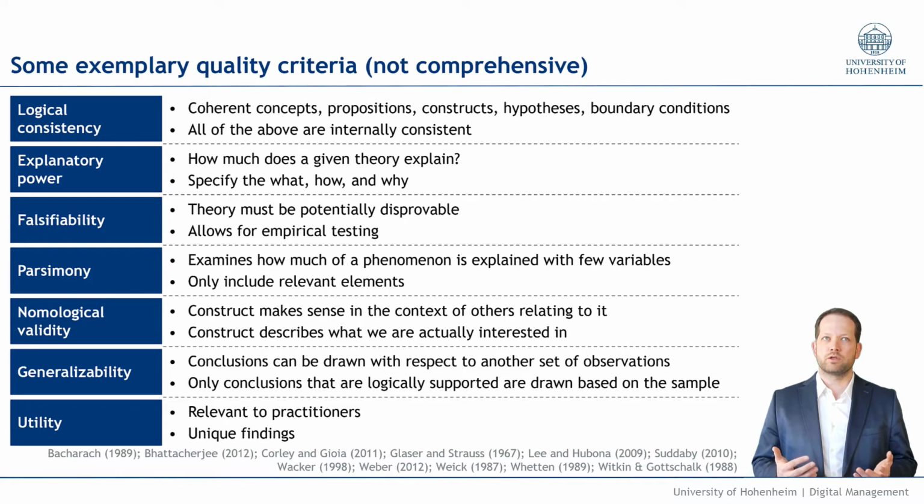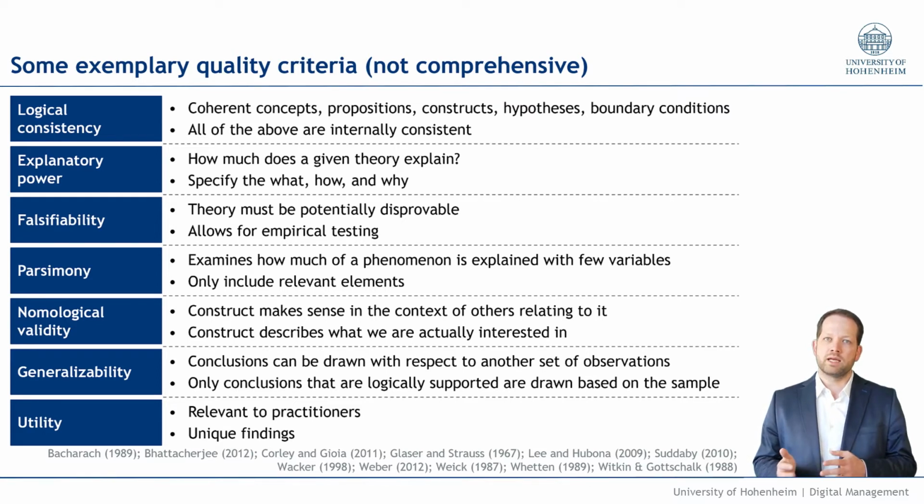Now with this we move on to some exemplary quality criteria. This is not a comprehensive list of quality criteria, there are many others, but these are important ones cited by many different authors. One such criterion is logical consistency. If you don't have consistency among the concepts, propositions, constructs, hypotheses, boundary conditions and so on, think about all the different elements which make for a scientific theory, if they are not logically consistent internally within the theory, then something must be wrong. Then that's not high quality.